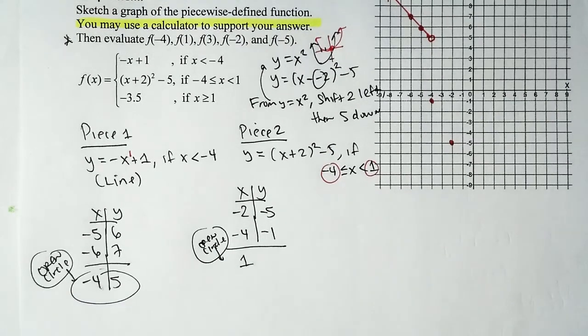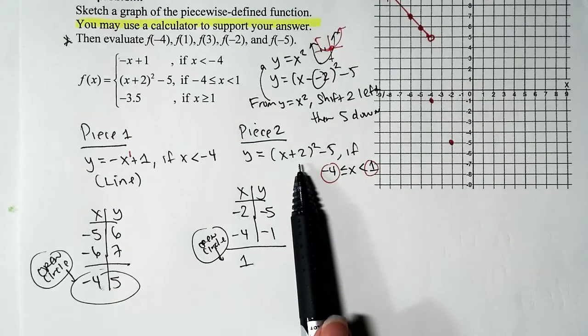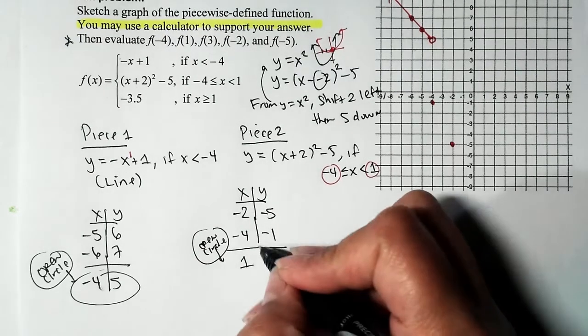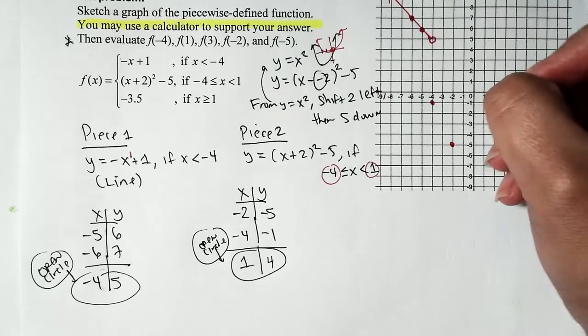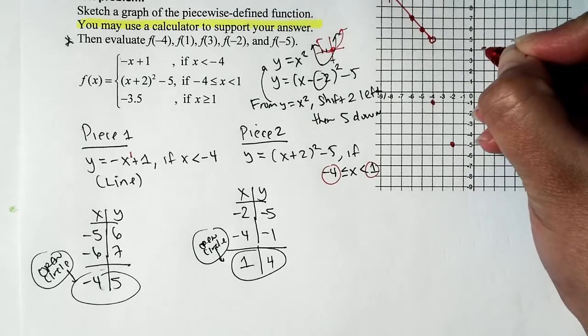So if x were 1, and it were in this piece, which it's not, 1 plus 2 is 3, the square of 3 is 9, and 9 less 5 is 4. So let me circle that to remind me that it's out. Okay, so open circle at 1, 4. So 1 right, 4 up.